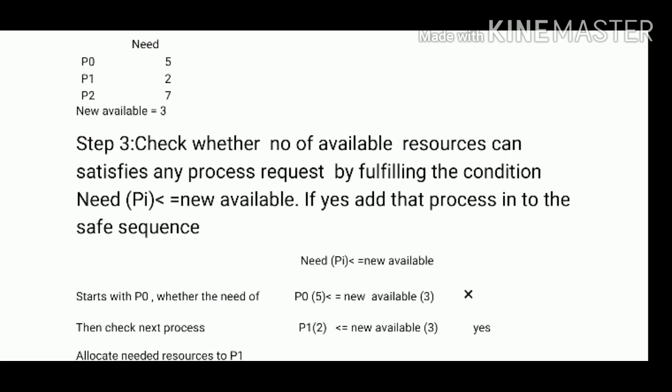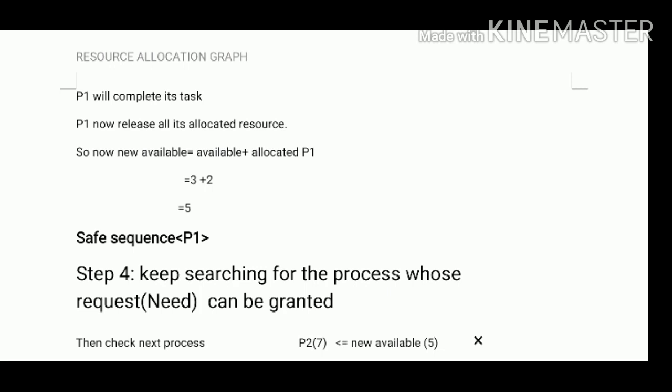Then we go ahead and check the second process, P1, whether its need can be fulfilled with the available resources. Yes, P1 requires 2, we have 3 resources in our hand, so that can be given to process P1. After giving 2 more resources to P1, it will complete its execution and return to the system the resources which were allocated to it. So, in short, after P1 takes its 2 more resources, the available resources will be one.